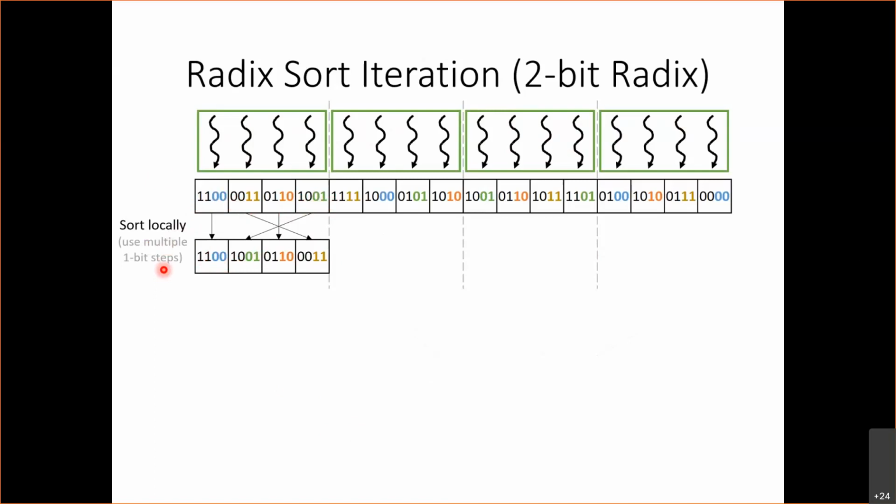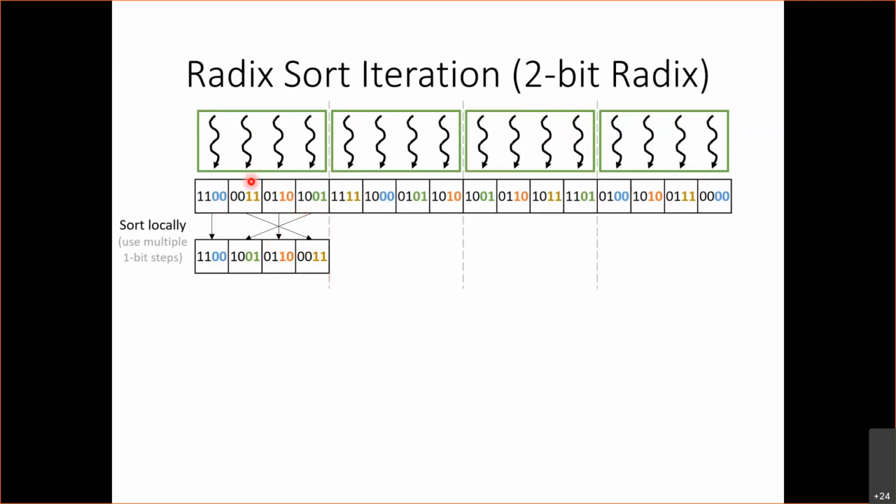when we did the different iterations of radix sort, after the first iteration, the elements were sorted by the first bit. After the second iteration, the elements were sorted by both the first and the second bit. Then after the third iteration, they were sorted by the lower 3 bits, and it kept on going. So if we want to do this locally, we can use 2 1-bit steps in order to do a 2-bit separation of my sorting elements. But the nice thing here is that I'm not doing these 2 1-bit steps globally. I'm only doing the 2 1-bit steps locally.